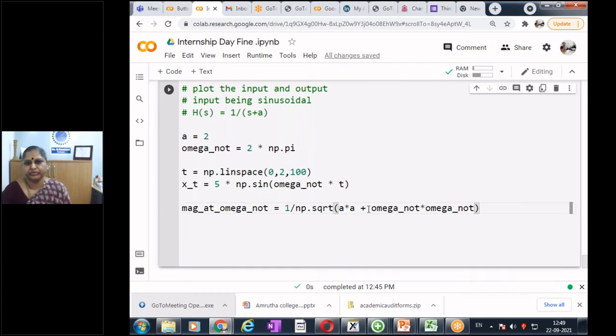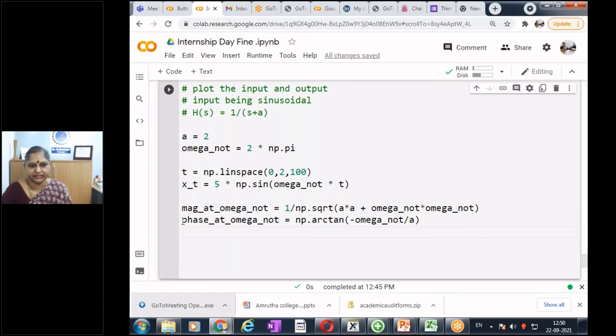What is the phase at omega naught? This is going to be np dot arctan of minus omega naught divided by a. This will be in radians, and I want it in degrees, so I will simply multiply it by 180 by np dot pi.